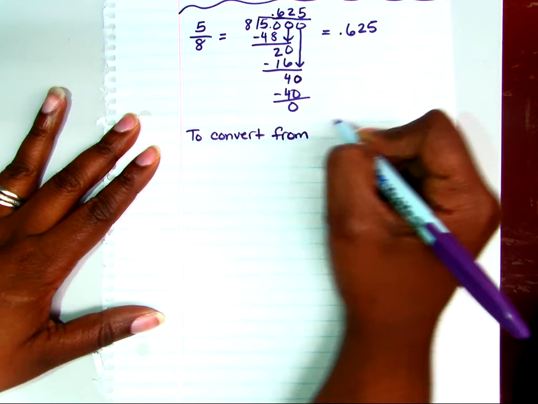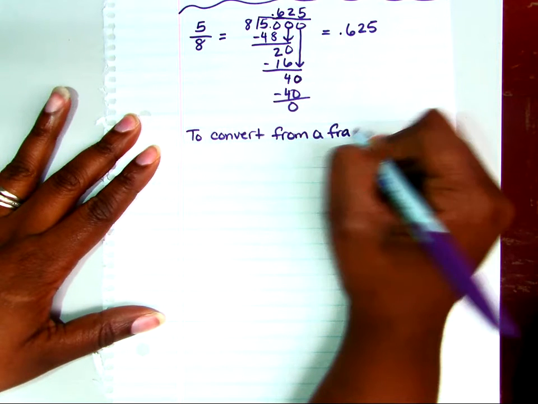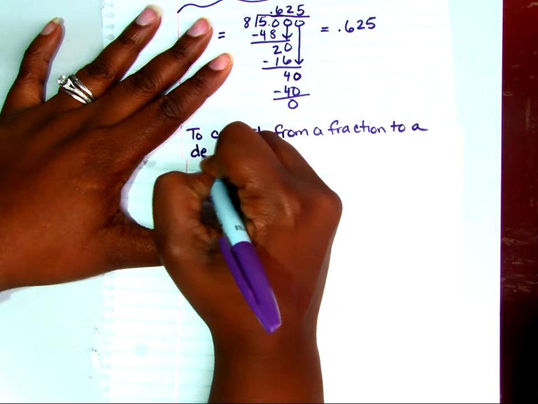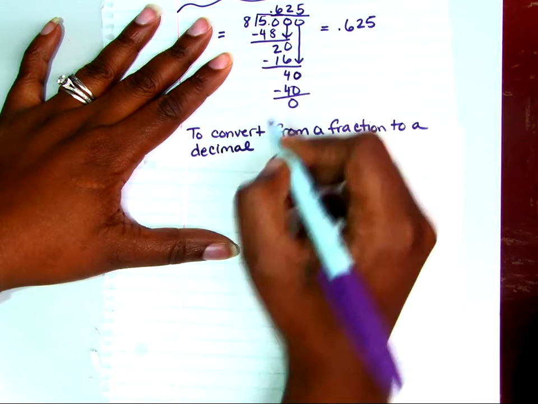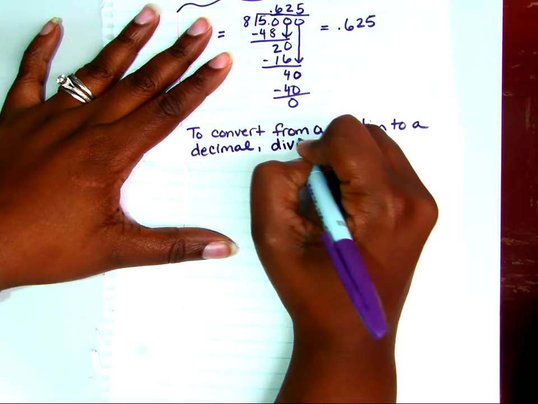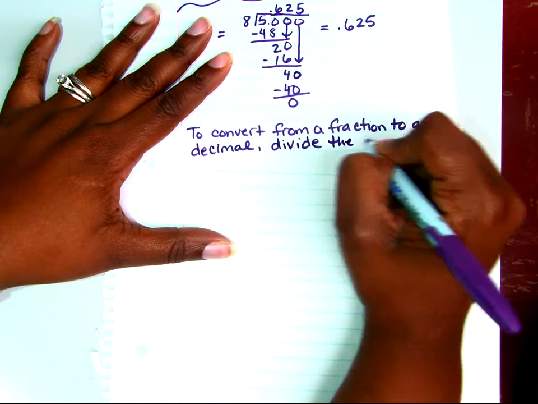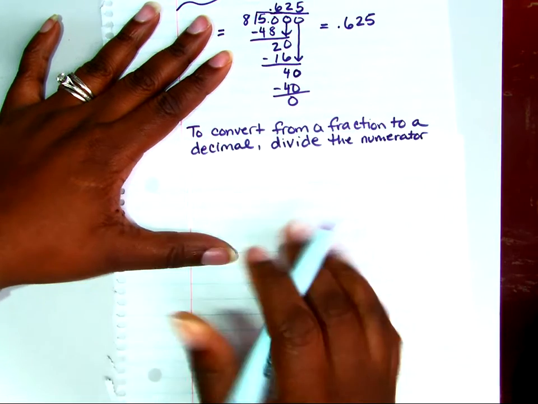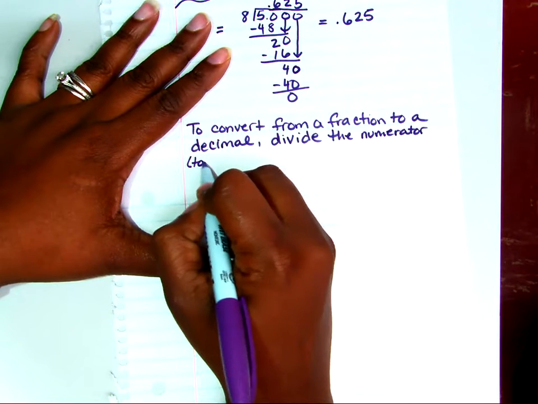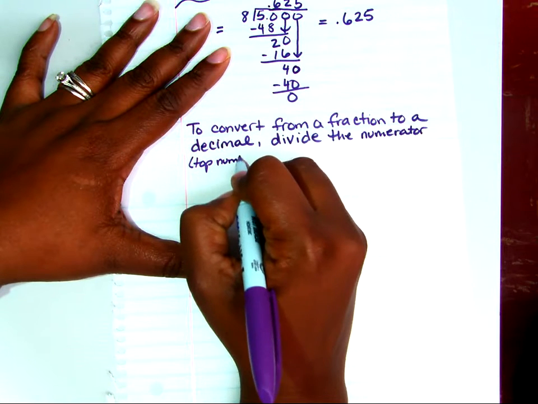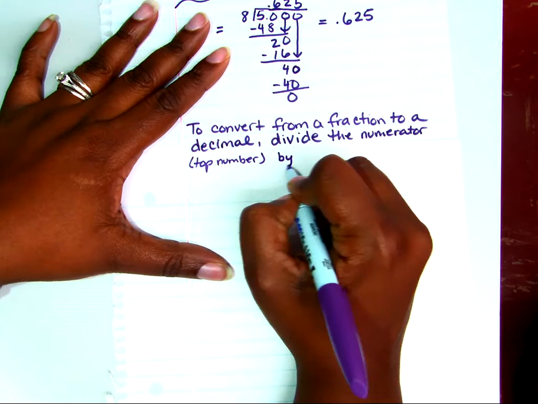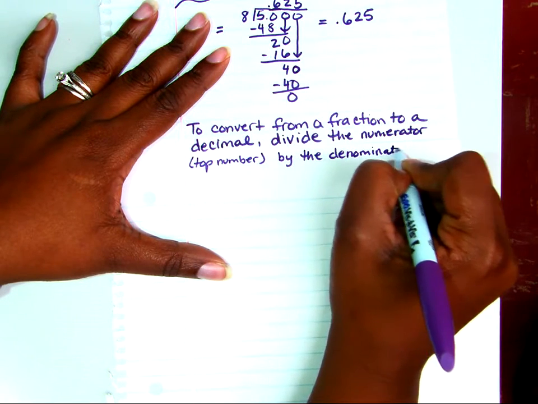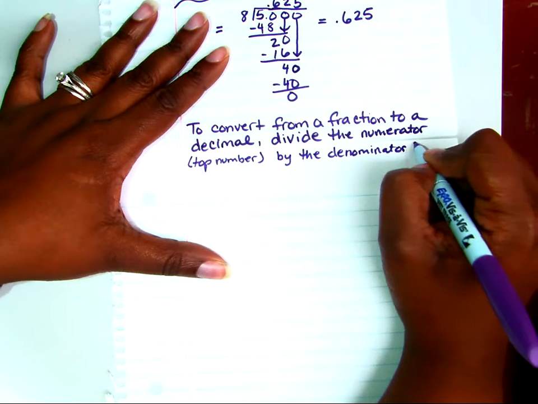To convert from a fraction to a decimal, divide the numerator, the top number, by the denominator, the bottom number.